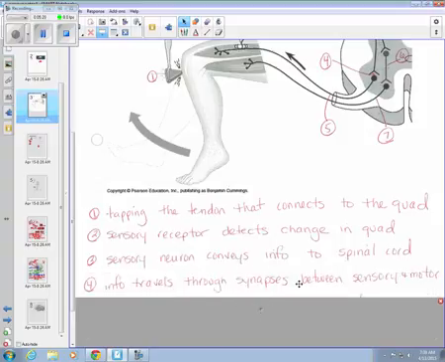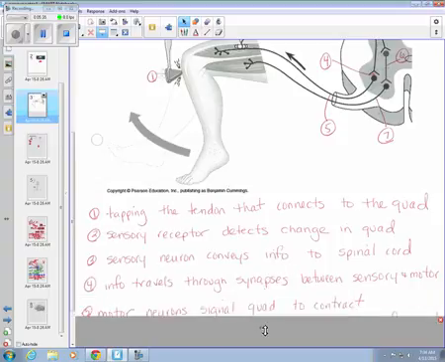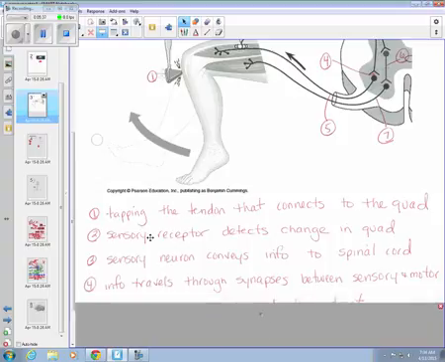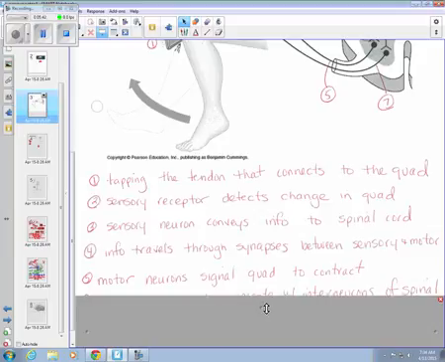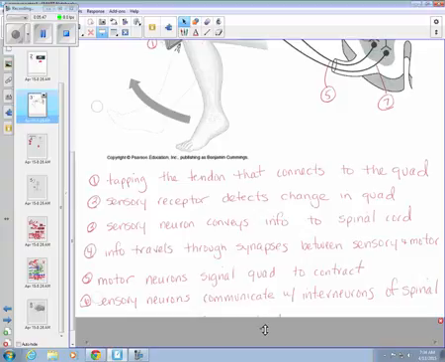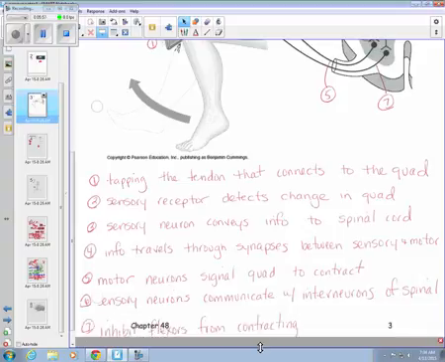The information is going to travel through the synapses, which are the spaces between the neurons. It's going to travel through the synapses between the sensory and motor nerves. The motor neurons are going to signal the quad to contract. The sensory neurons will communicate with the interneurons of the spinal cord. And then the last thing that happens is that's going to inhibit the flexors from contracting.